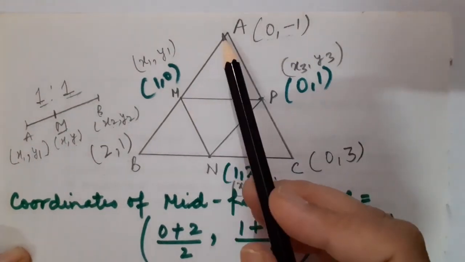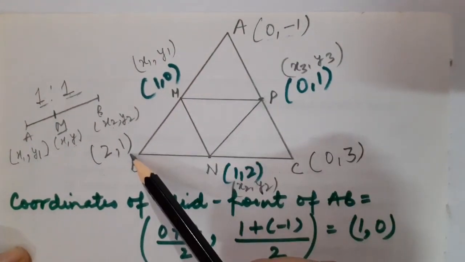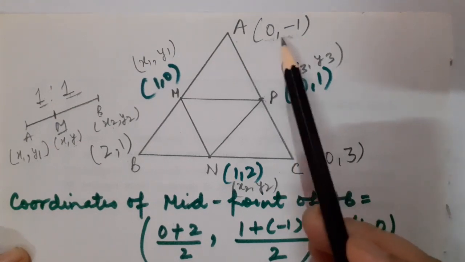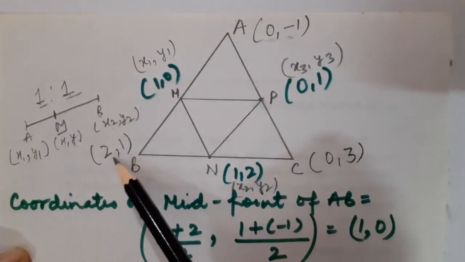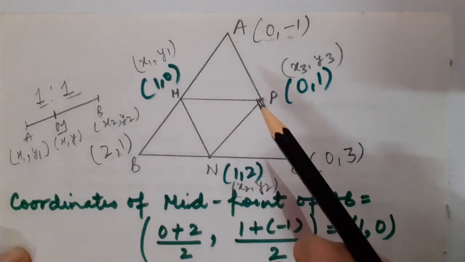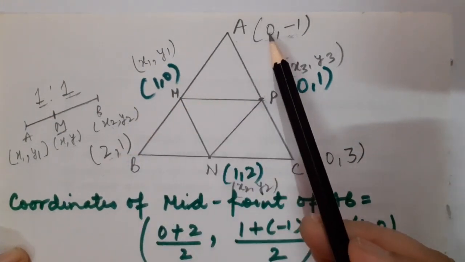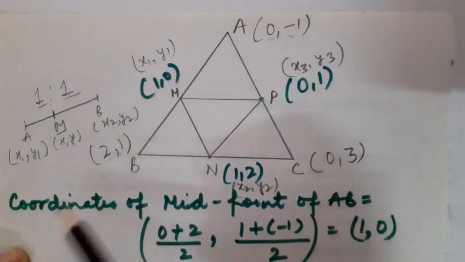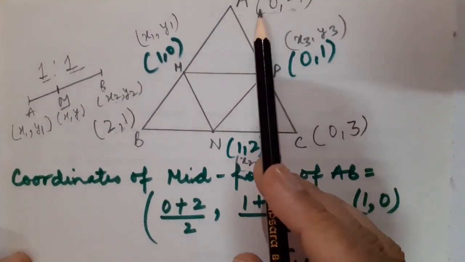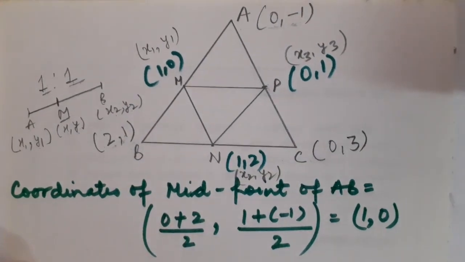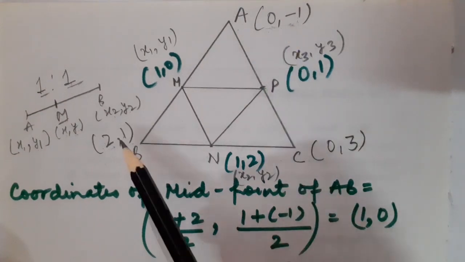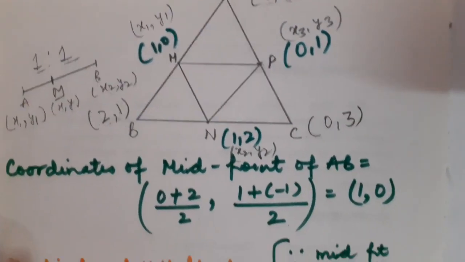As M is the midpoint of this line segment AB, you can consider the coordinates of point A as x1, y1 and the coordinates of point B as x2, y2. So what is the formula actually? This is (x1 plus x2) divided by 2, (y1 plus y2) divided by 2, which means (0 plus 2) divided by 2, (minus 1 plus 1) divided by 2. So what am I going to get?